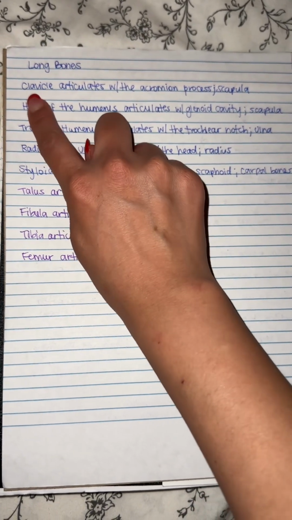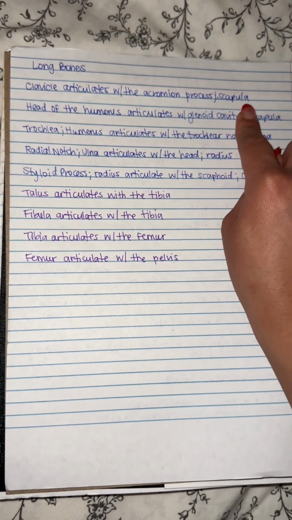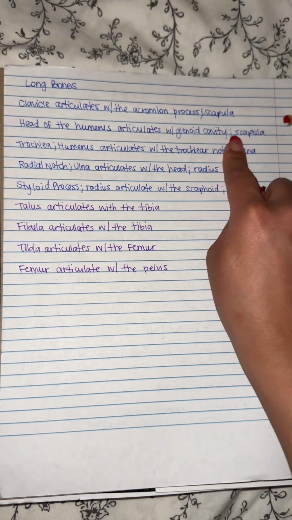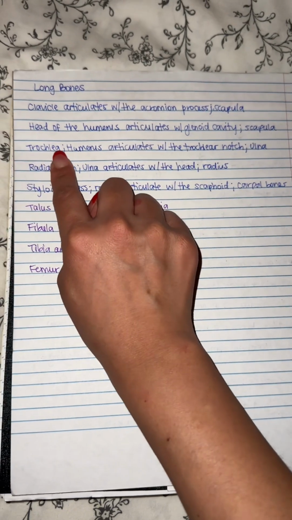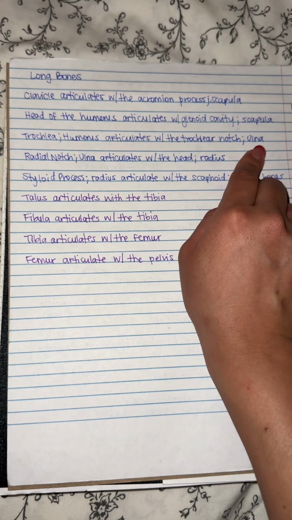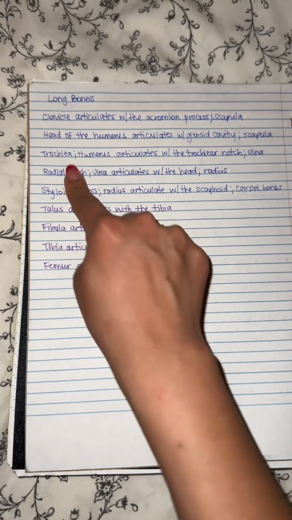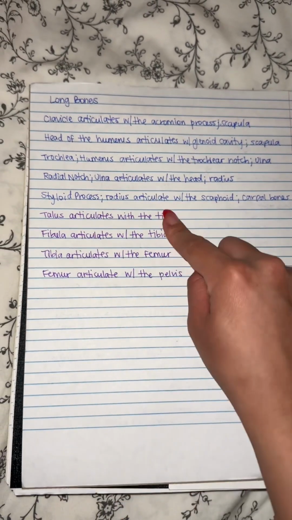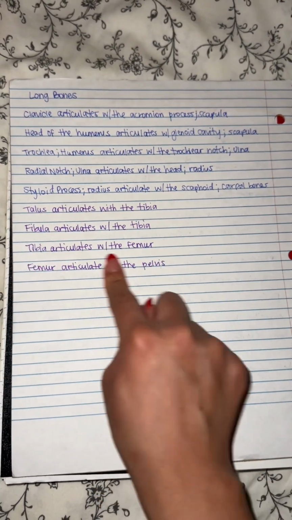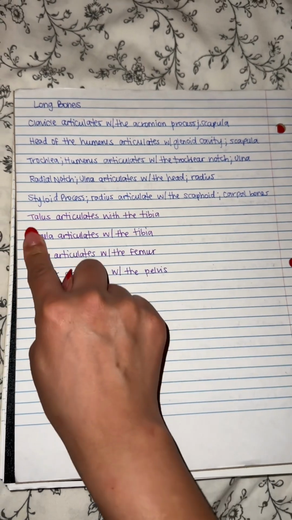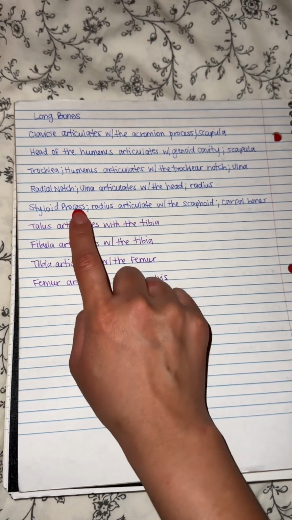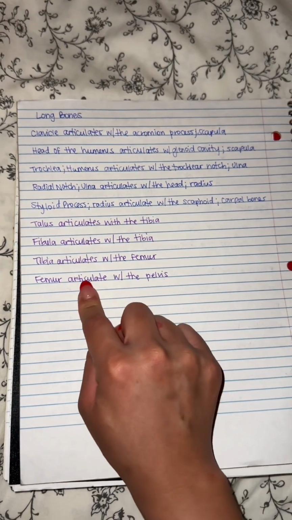And these are what the bones articulate with. So the clavicle articulates with the acromion process of the scapula. The head of the humerus articulates with glenoid cavity of the scapula. Trochlea of the humerus articulates with the trochlear notch of the ulna. You guys can take a picture and save this. For these, I didn't write the specific landmarks, but I just wrote the main parts of it. The name of the bones, but not the landmarks. These I did. These I did not.